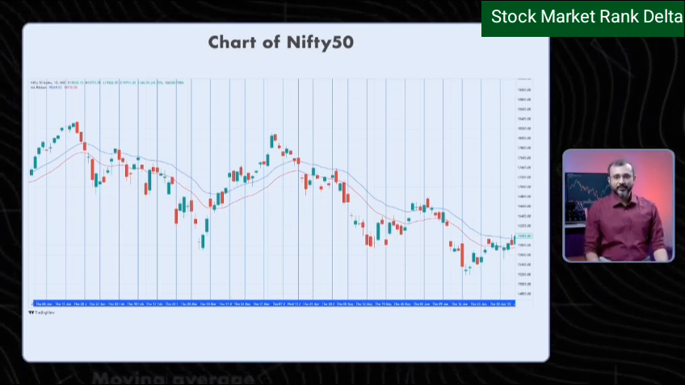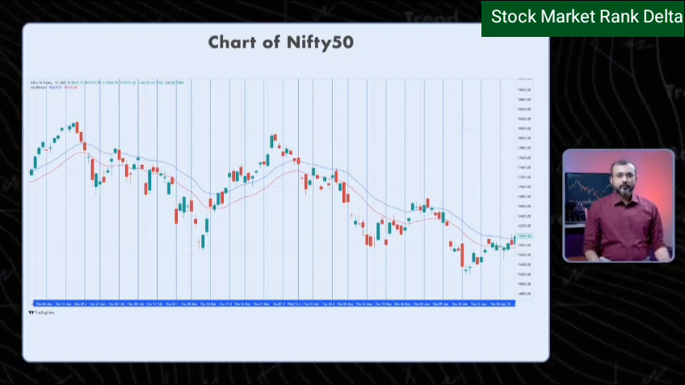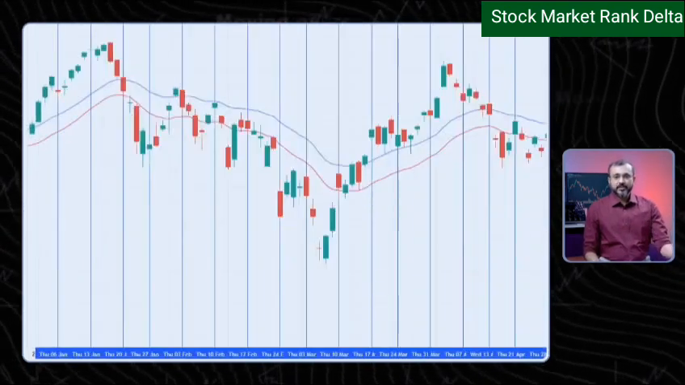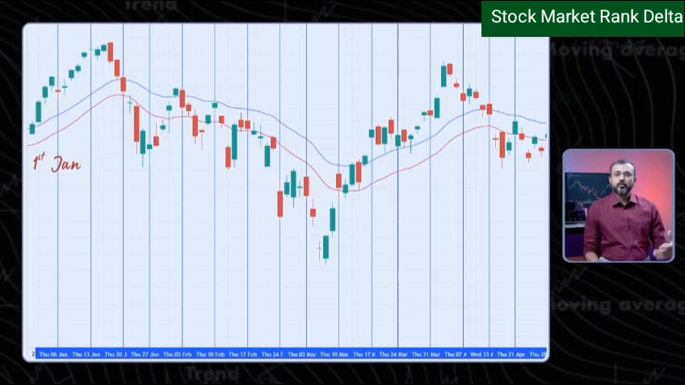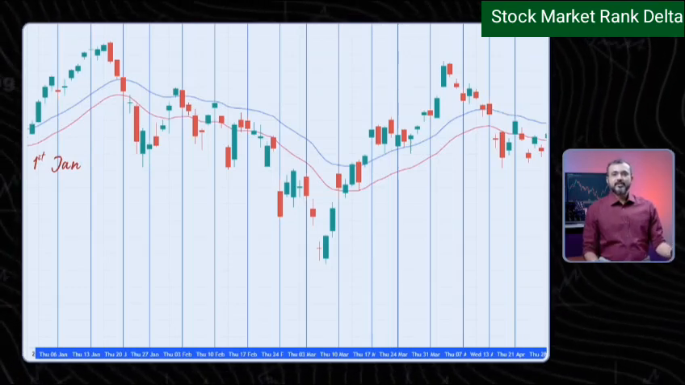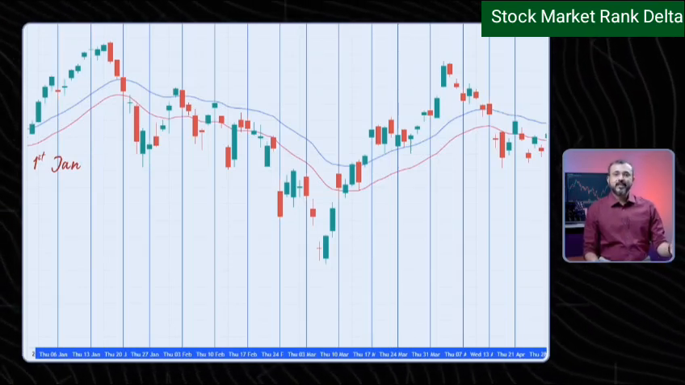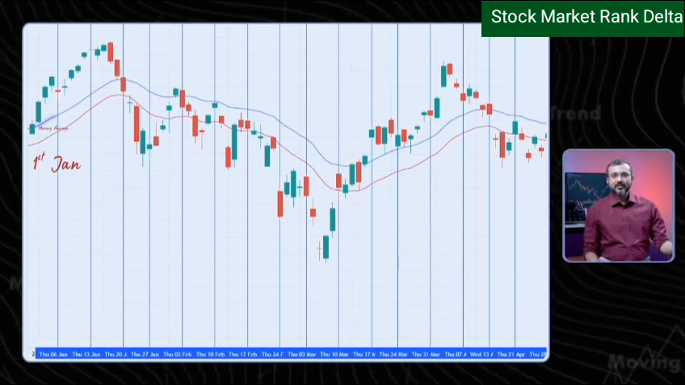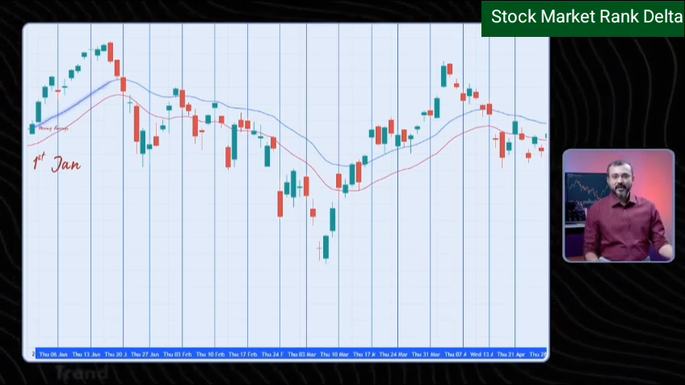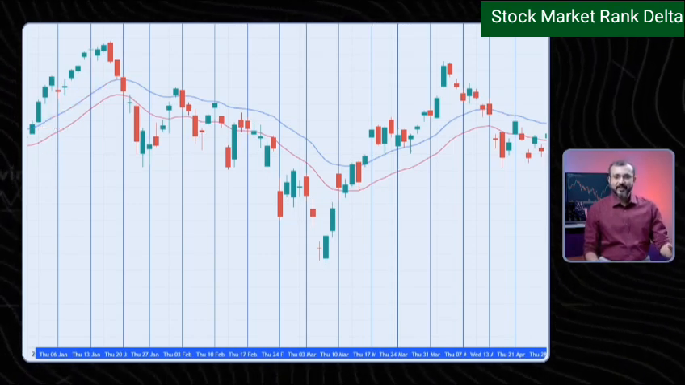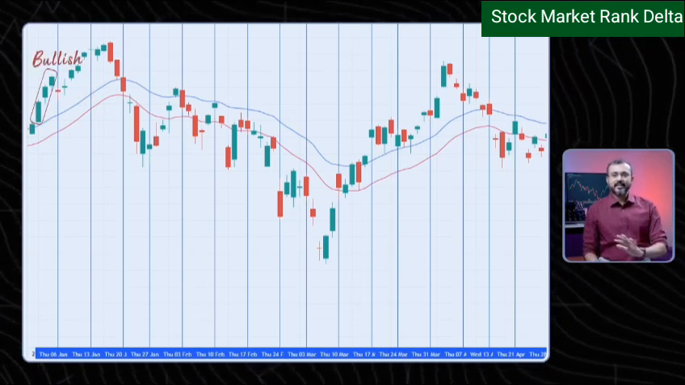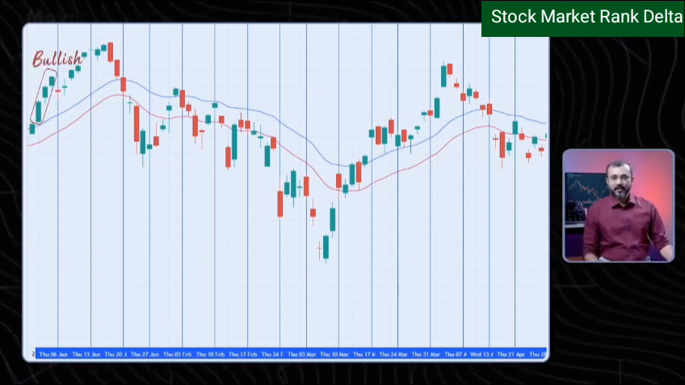The first trade was triggered on 1st of Jan, where the market structure low got formed. As soon as the market structure low got formed, it was trading above the moving average. So market structure low, which is a bullish pattern, above moving average, again bullish, so we know that it's a trending phase. It's a trending market.